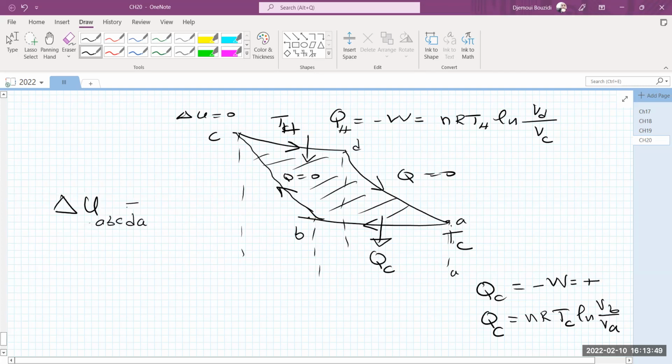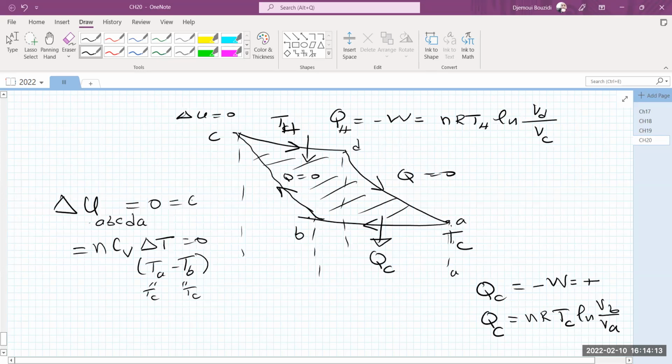This is a cycle. It must be 0, because my starting point is my ending point. My initial temperature is my final temperature. In other words, this is always nCV delta T. But delta T is TA minus TB, which is TC, by the way. This is TC, and this is TC. My starting point is the same as my ending point, so that's why it's 0.